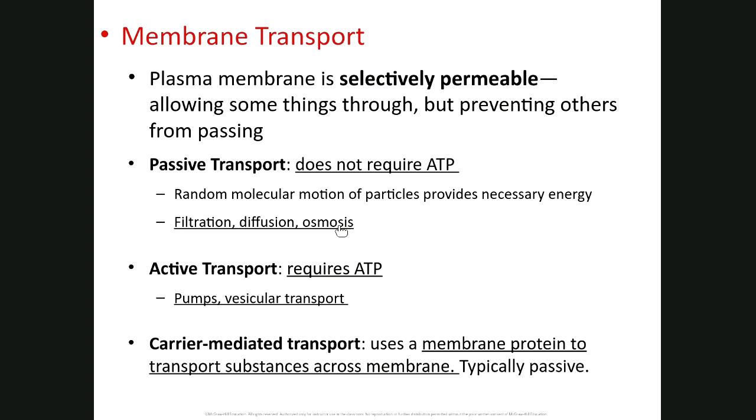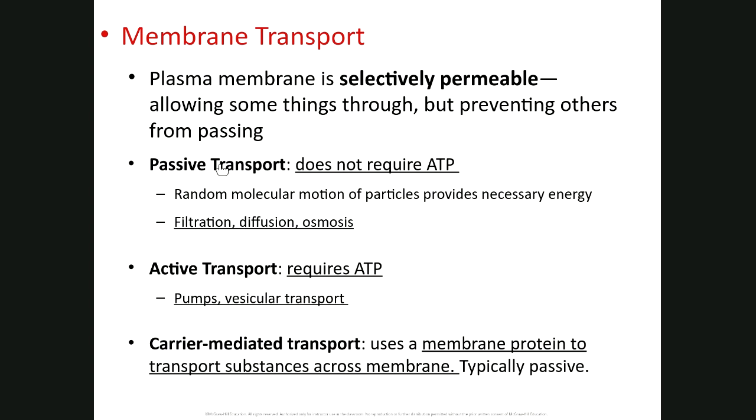Okay, so membrane transport. We've mentioned that the plasma membrane is selectively permeable, and you already know what that means. Some things will get through, others will not. You should know that there are 3 main types of membrane transport, and we'll talk about each of them. The first one is passive transport. It's called passive because it does not require energy to occur. It does not require ATP. So typically this is going to be due to just random molecular motion.